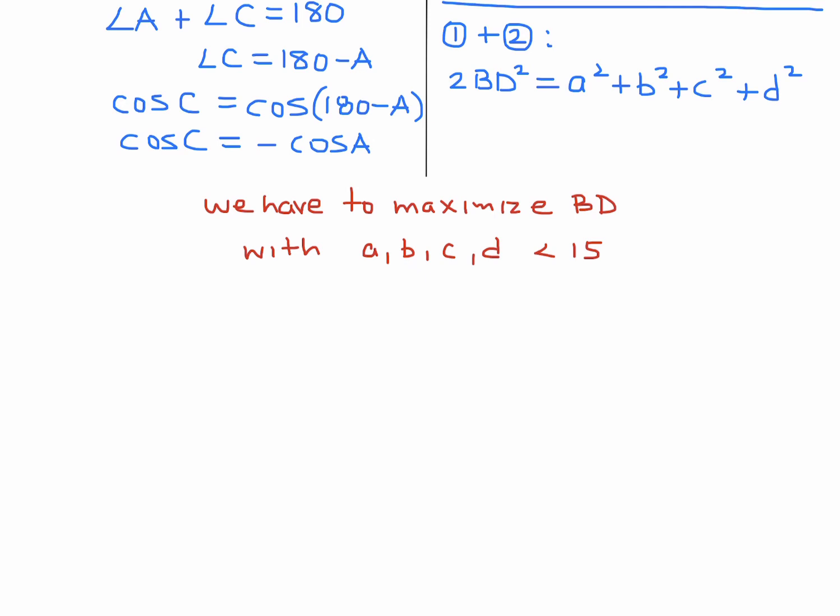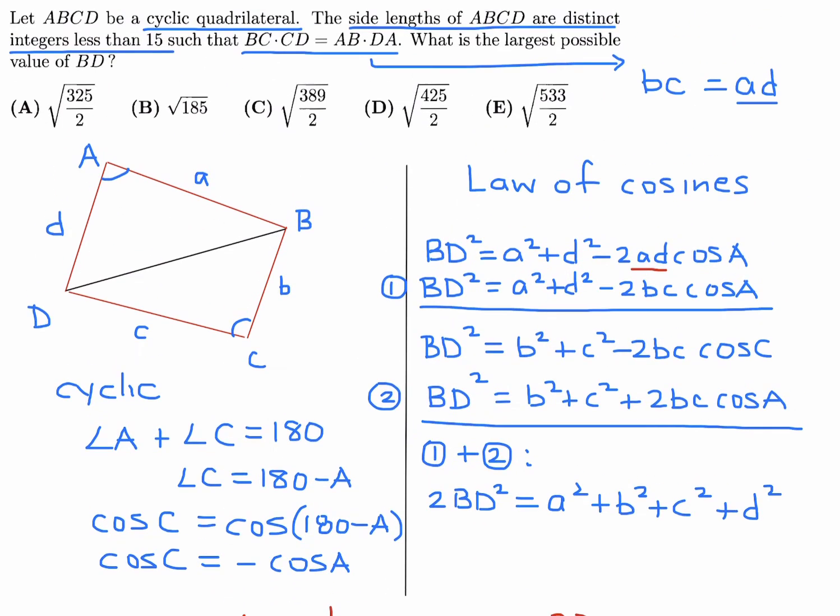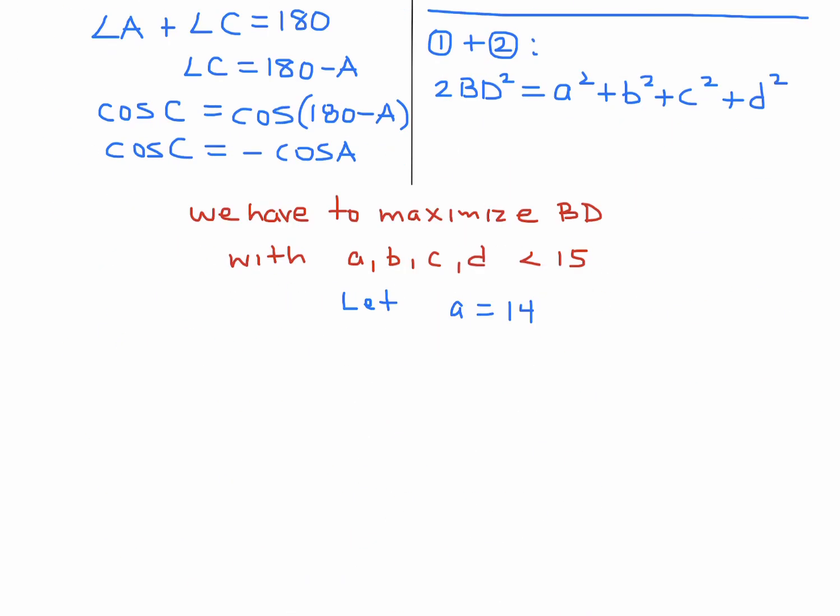And that is what we are going to proceed with. So then at this point, this is just plug and play. So you say, okay, well, all of these are going to be less than 15, and they're all distinct, meaning they're all different. So let's see here. What about if A is 14? And also, we can utilize this piece of information that BC is equal to AD. That will help us too. So I'll put that over here.